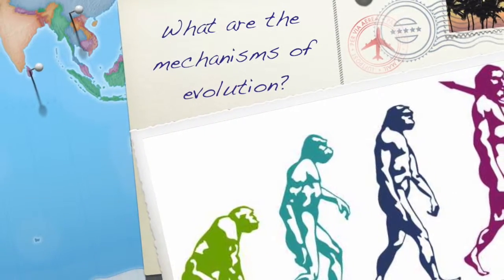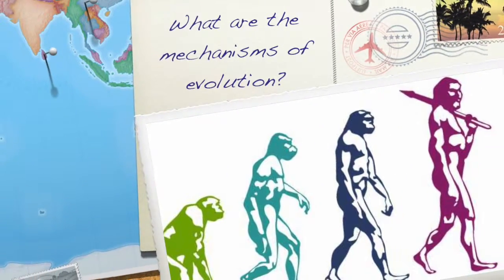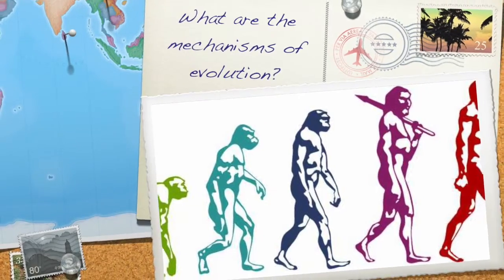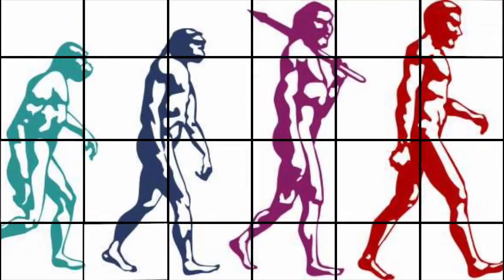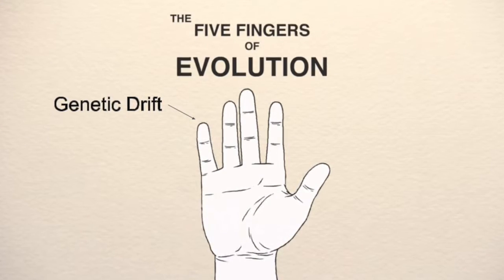I have a bio exam coming up and I don't understand the mechanisms of evolution. Can you help me out? Yeah, I think about the mechanisms of evolution like the 5 fingers on a hand to help me remember them. Okay, what is the first finger?